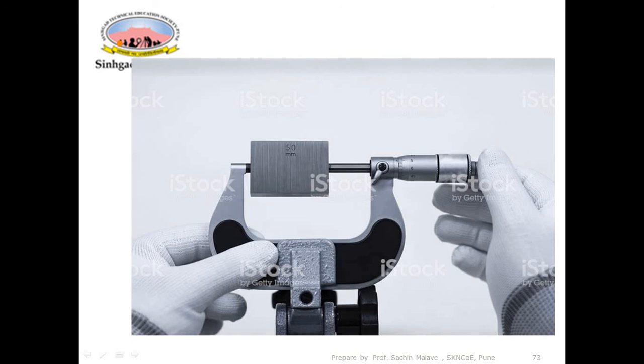Backlash error means what? If you rotate this thimble by one rotation, sometimes the spindle will move by 0.5 mm, sometimes it may move by 0.52 mm, sometimes it may move by 0.48 mm. So this is not expected. Every time you rotate this thimble by one rotation, it must advance by 0.5 mm. And if this is not maintained, then you can say that backlash error is introduced. So that is dangerous. Backlash error is not expected.